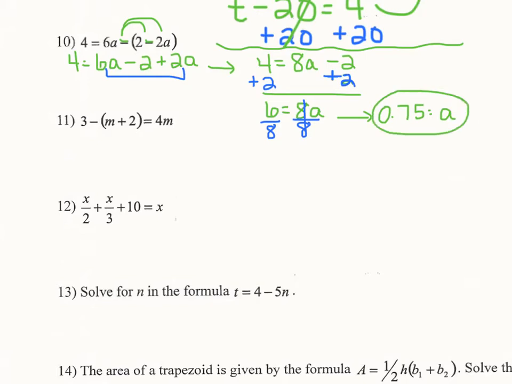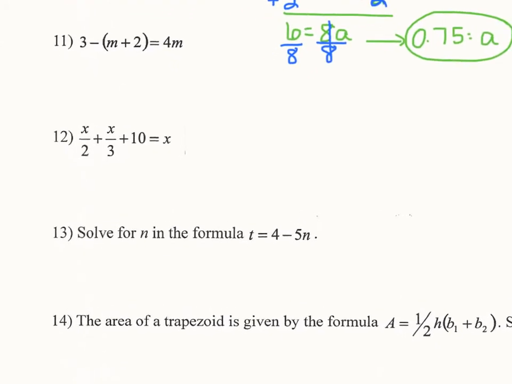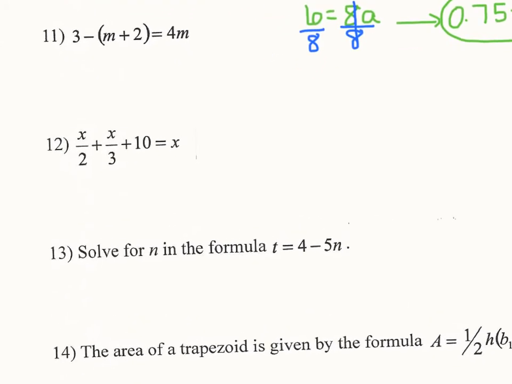Okay, similar thing going on in number 11 with that weird negative sign out front. I'm going to take that negative sign and distribute it inside the parentheses. So this is going to stay a 3, this negative is going to become a negative m, and then this is going to become a negative 2 equals 4m.